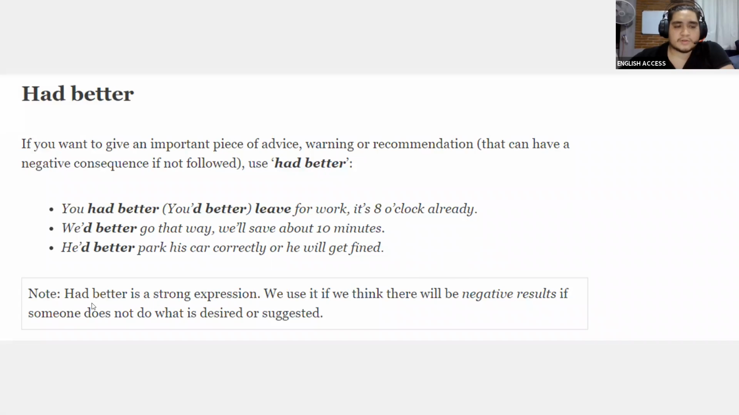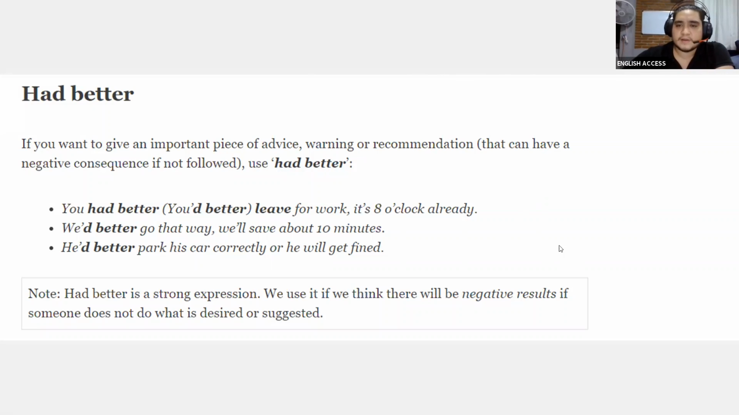Okay, now note, had better is a strong expression. We use it if we think there will be negative results if someone does not do what is desired or suggested. So in this order, let's say had better is, I think, a level 3, and then we have ought to, and after that we have should.